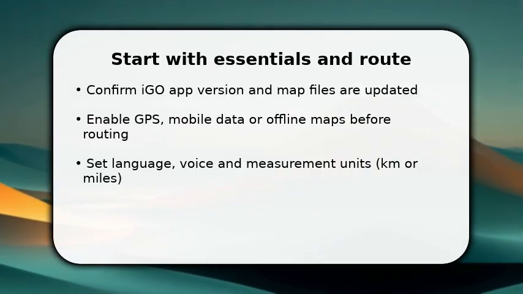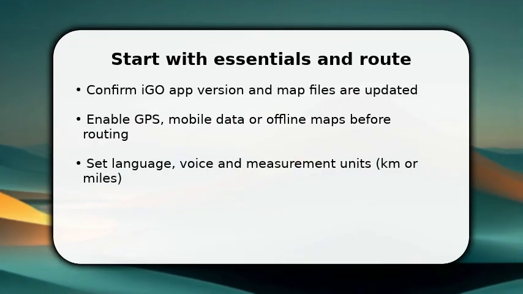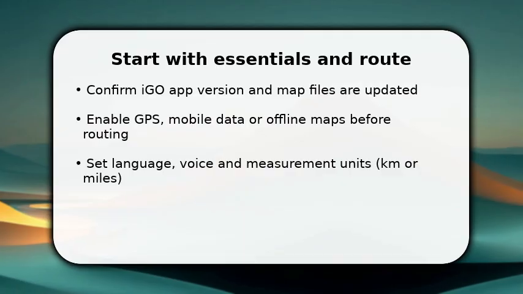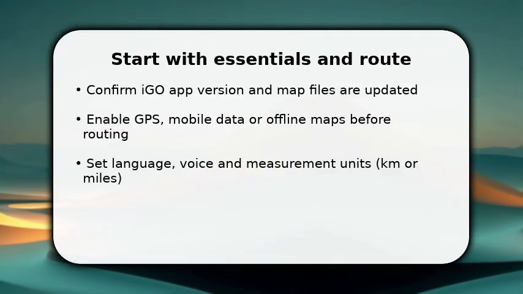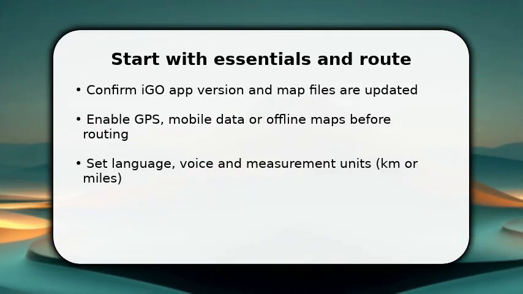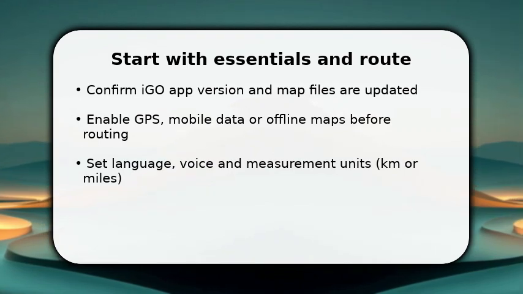Next, enter your destination in the search bar or select a saved point. Pick fastest, shortest, or eco route. This first setup reduces surprises and gets you moving with a reliable route.